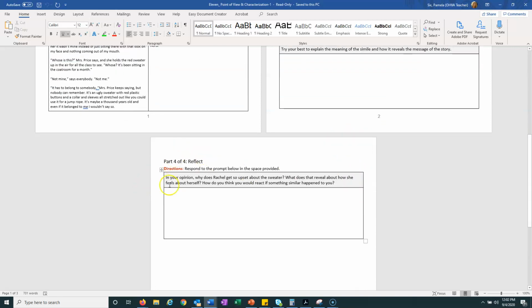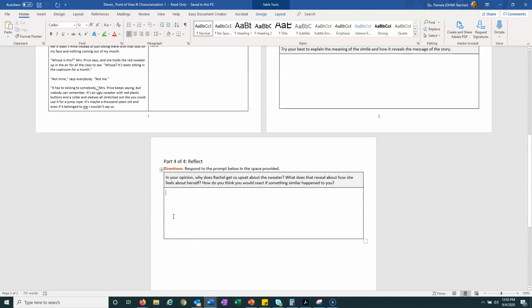Okay. And then part 4, you're reflecting. This is an opinion piece, so you can say "I" here, right? Remember we talked about first and third person. You are allowed to use "I" here. So why does Rachel get so upset about the sweater? This is your opinion. What does that reveal about how she feels about herself? How do you think you would react if something similar happened to you? So that's 3 questions you're answering, and you need at least 3 sentences in this section, okay?